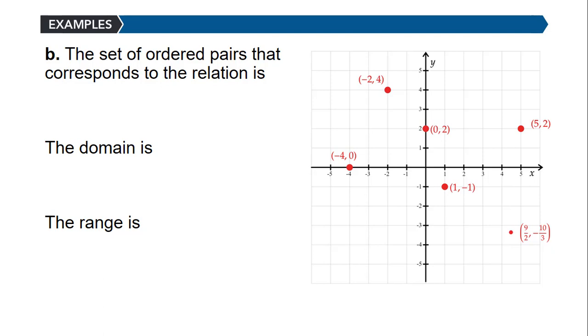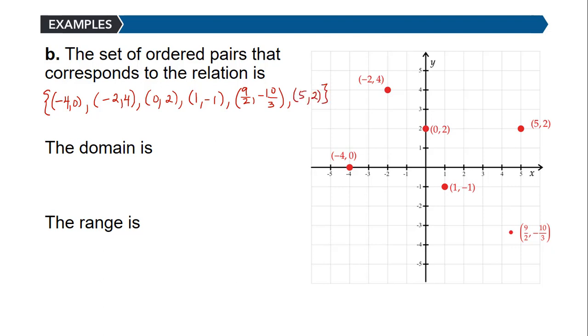In part B, the relation is given by this graph. And so we want to first write the set of ordered pairs. Now on the graph we have, let's see, 1, 2, 3, 4, 5, 6 points. And those points are (-4, 0), (-2, 4), (0, 2), (1, -1), (9/2, -10/3), and (5, 2).